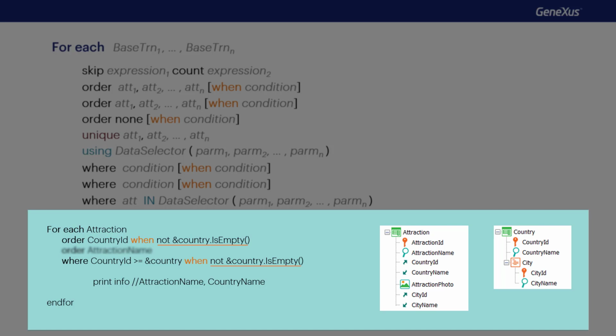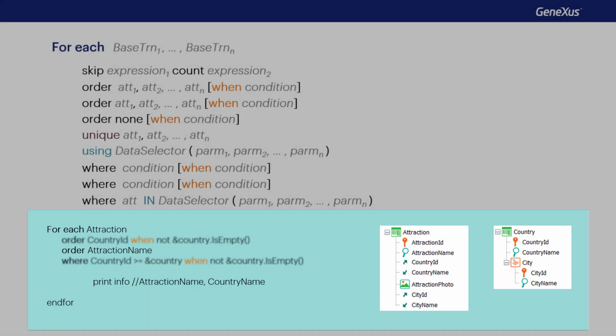On the other hand, if the condition of the first order clause is not met, the second order clause is looked into, and since it's unconditional, it'll apply. As the where will not apply in this case, because the country variable is empty, all attractions will be displayed sorted by attraction name, and most likely not ordered by country.